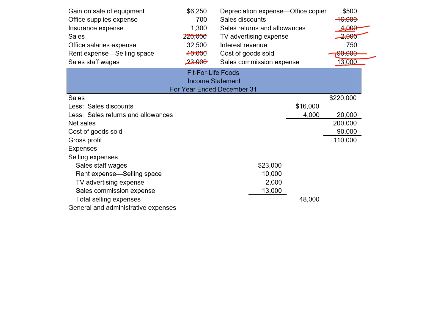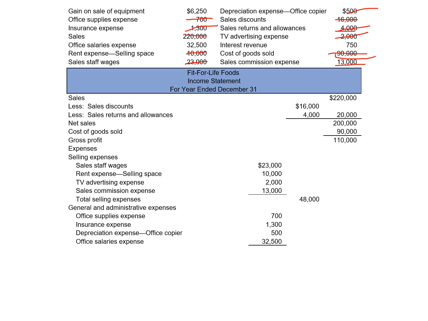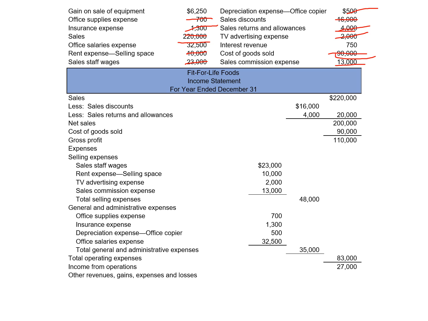And then they said to classify everything else as general and administrative. So we'll have office supplies expense of 700, insurance of 1,300, depreciation of 5, then we have office salaries of 32,500 for a total of 35,000. Total operating expenses of 83,000. So we have income from operations of 27,000.